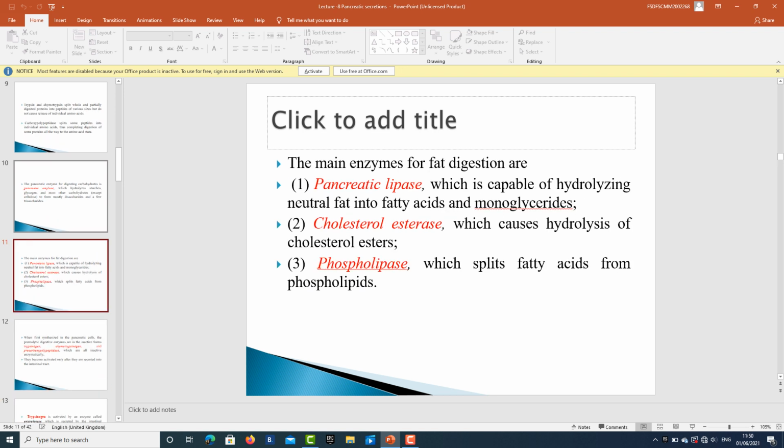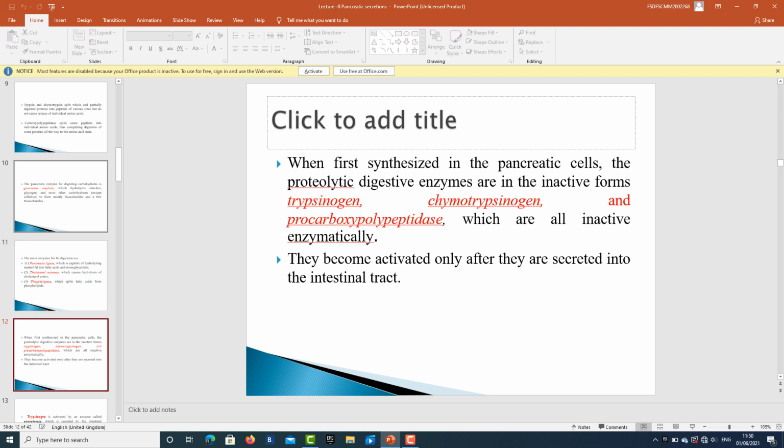The main enzymes for fat digestion are pancreatic lipase, cholesterol esterase, and phospholipase. Pancreatic lipase is capable of hydrolyzing neutral fat into fatty acids and monoglycerides. Cholesterol esterase causes hydrolysis of cholesterol esters. Phospholipase splits the fatty acids from the phospholipids.